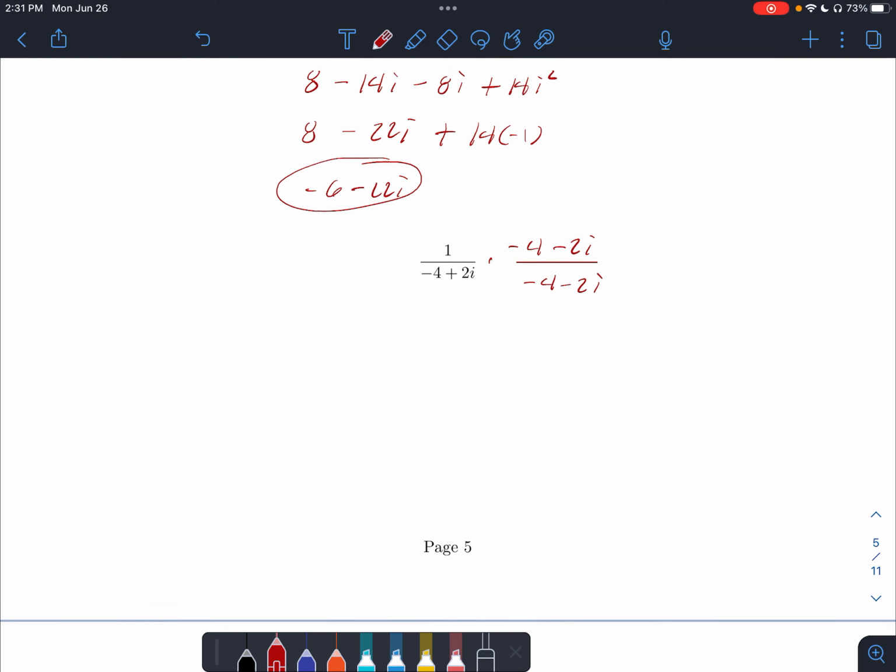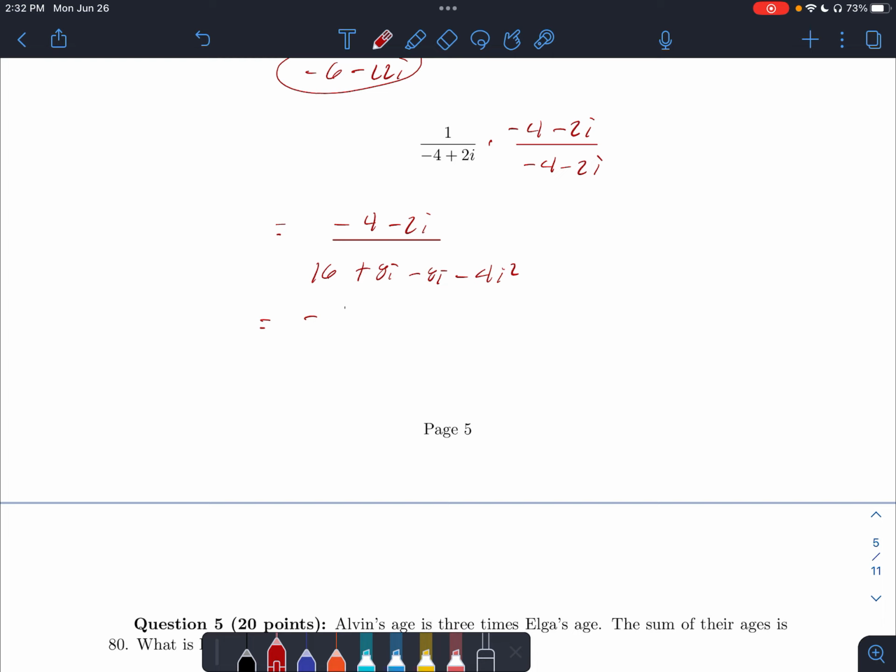We just multiplied it by 1 in a clever way. So the top, because we're multiplying it by 1, is going to stay the same. So we'll have negative 4 minus 2i over, now we can just FOIL like normal. So we have negative 4 times negative 4, that's 16. Negative 4 times negative 2i, that's plus 8i. Then we have 2i times negative 4, that's minus 8i, and 2i times negative 2i, that's going to be minus 4i squared.